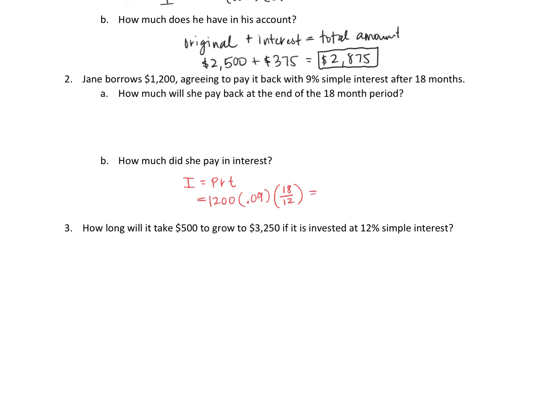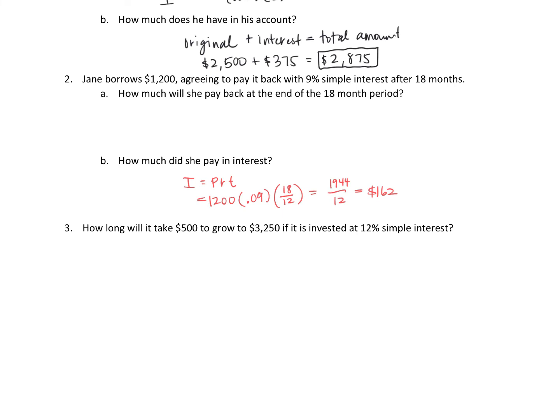And so you would type this in, you would do 1,200 times 0.09, and then you would multiply it by the numerator, so times 18, and you would hit equals, and you would get 1944, and then you divide that by 12. So when you divide it by 12, you get 162. So that's the amount that she pays in interest.